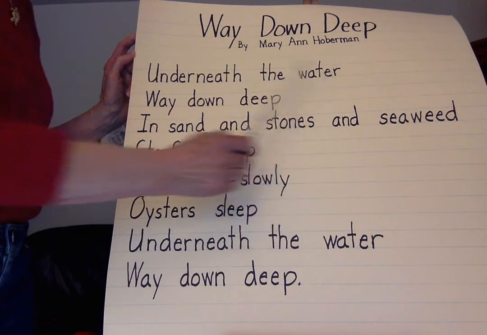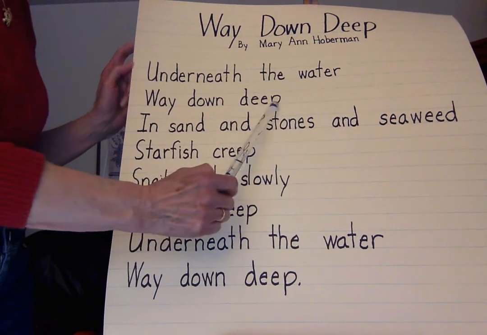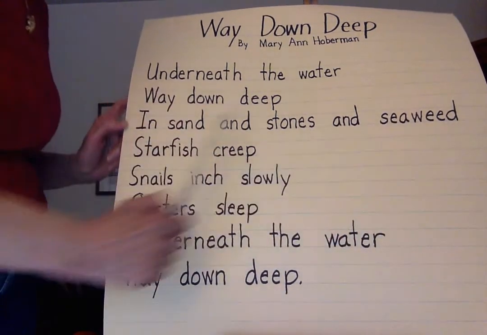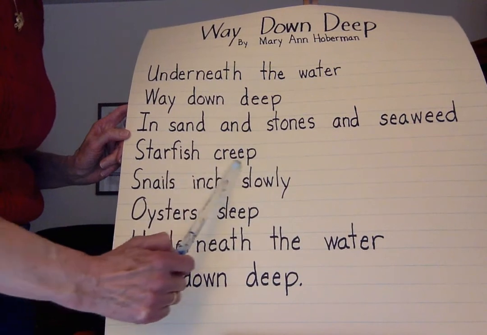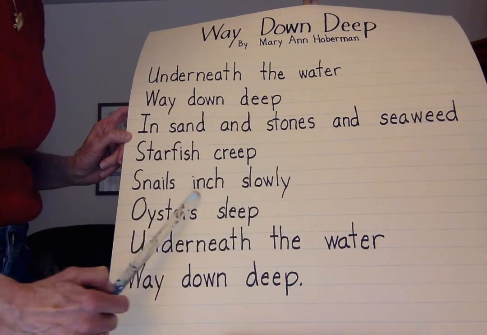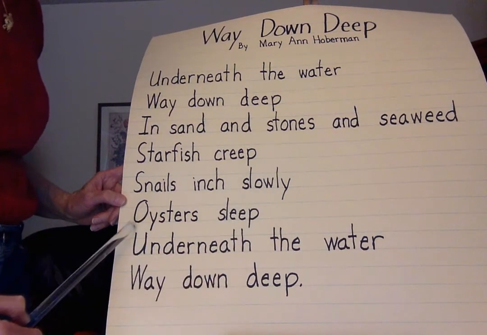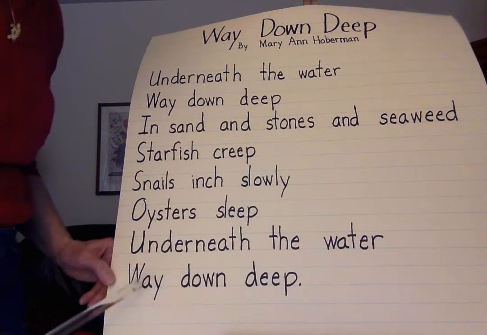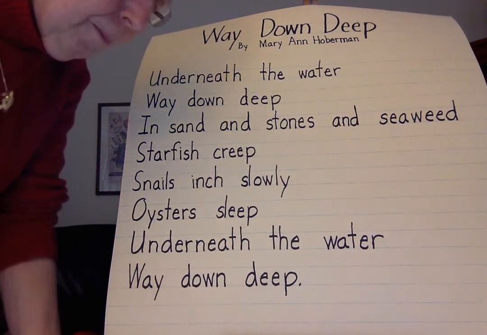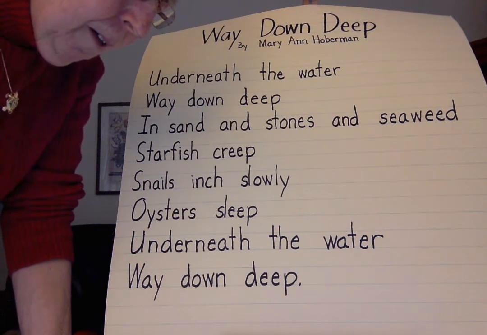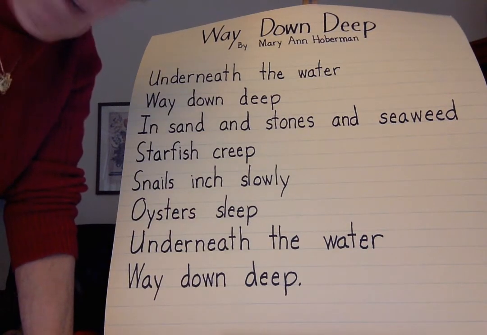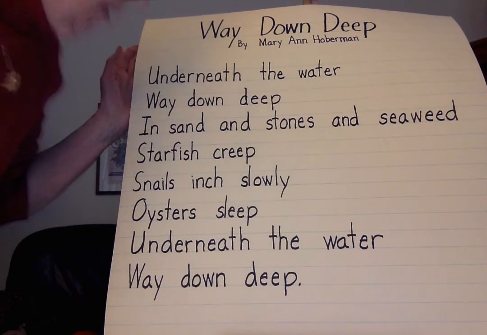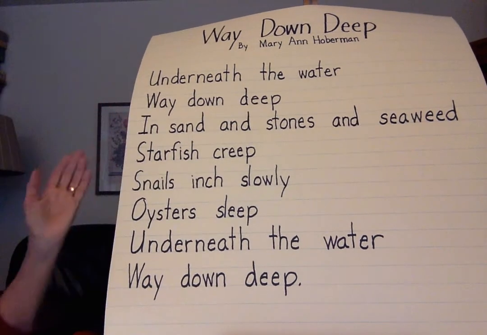Underneath the water, way down deep, in sand and stones and seaweed, starfish creep, snails inch slowly, oysters sleep underneath the water, way down deep. Now, if you have someone beside you, a partner, if you could be one of the animals in this poem, which one would you be? Think, and then tell your partner.